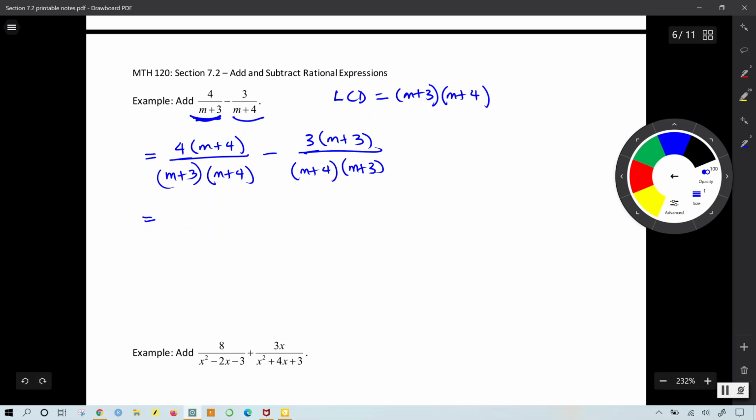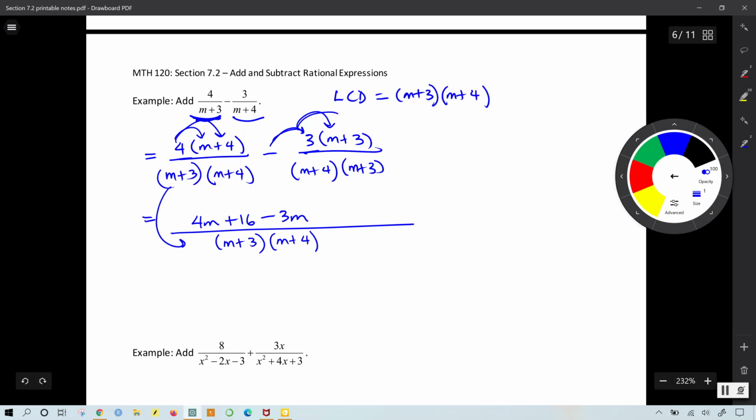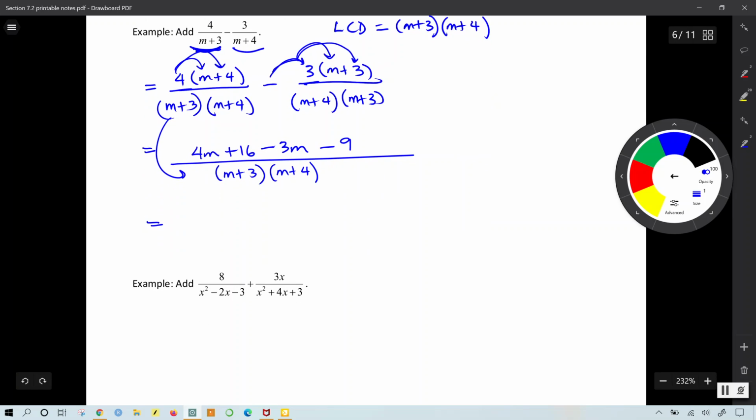And so with that, we are ready to write the bottom, which is m plus 3 times m plus 4, and then 4 times m, 4m, 4 times 4, 16, negative 3 times m is negative 3m, negative 3 times 3 is negative 9. And with that, on the top, we combine like terms. 4m minus 3m is m, 16 minus 9 is positive 7, divided by m plus 3, and then m plus 4.